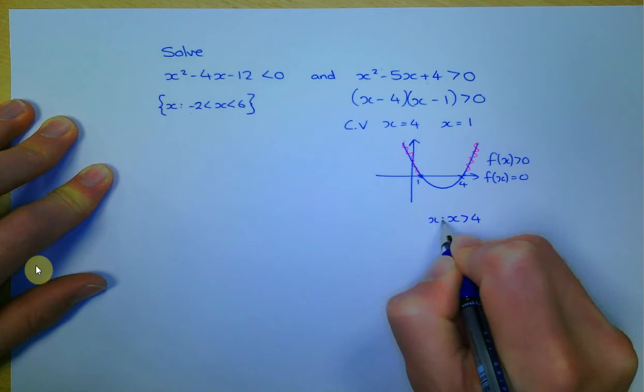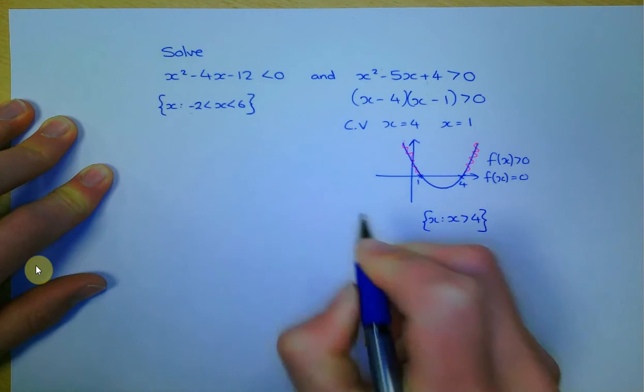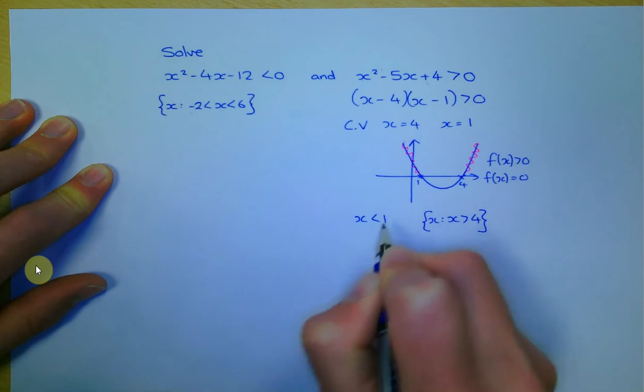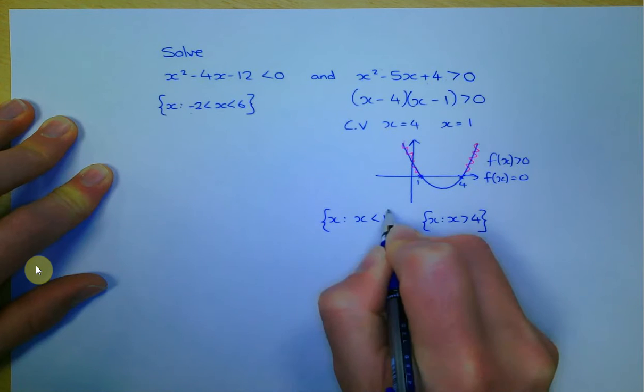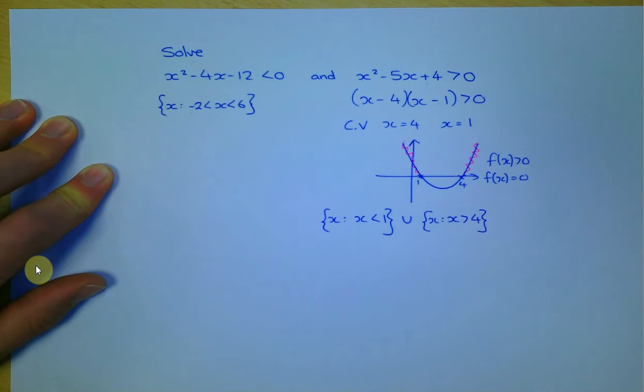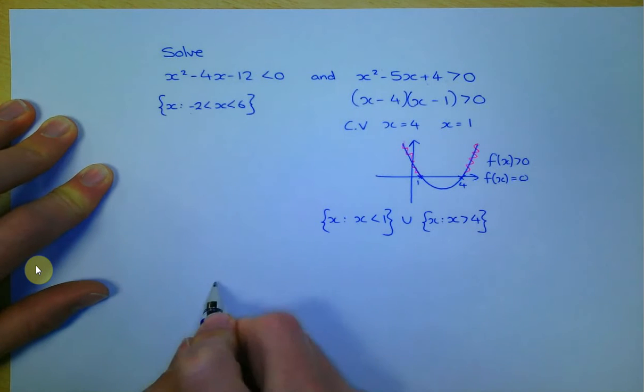We can pop that in our set notation. And we have when x is less than 1. We can pop that in our set notation. And we can unionize those. So where does it work for both? Now, my advice to you is always to draw a number line here.